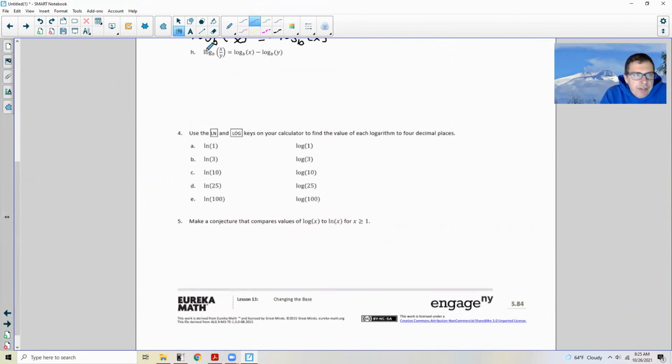All right, h. This is property 5. Log base b of x divided by y equals log base b of x minus log base b of y. So when we're dividing, we subtract. These rules are the same as the exponent rules you did at the beginning of grade 8. When multiplying, we add, and when dividing, we subtract. So by property 5, we start off with the log base b of x times y, that is going to equal log base b of x plus log base b of y.